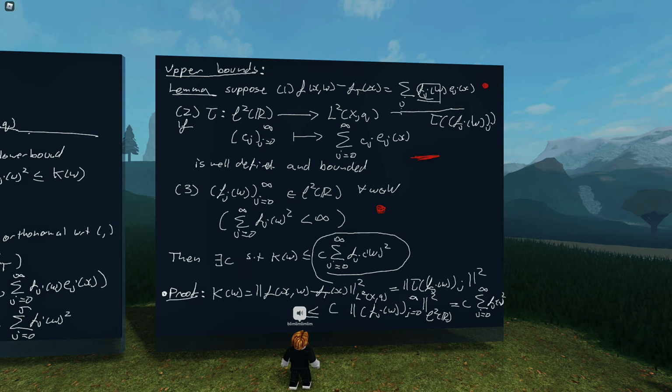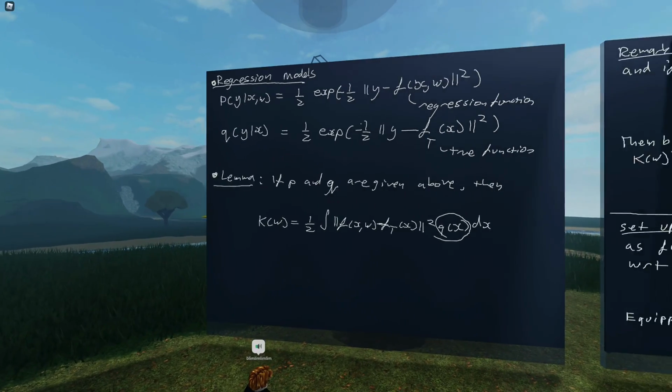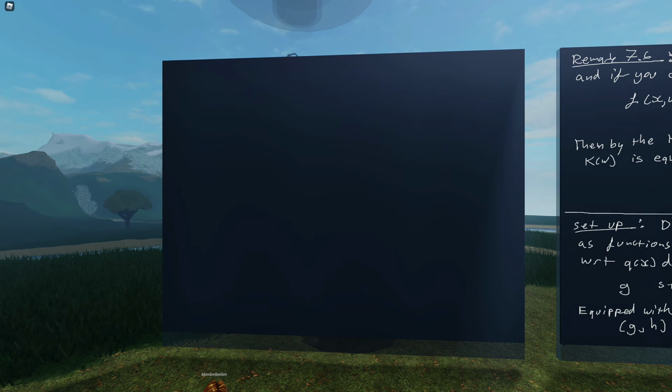But I'll go to the next board and just introduce a condition which guarantees that that function tau is well-defined and bounded. So we have a lemma that tau is well-defined. I should say by well-defined, I mean that the output of tau, the function that it outputs, is actually a square integrable function. So it's well-defined and bounded if the following series converges.